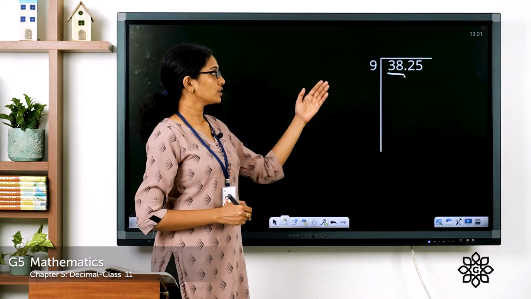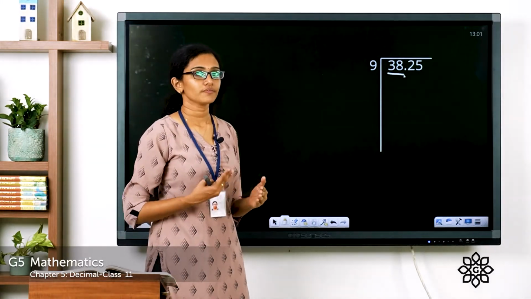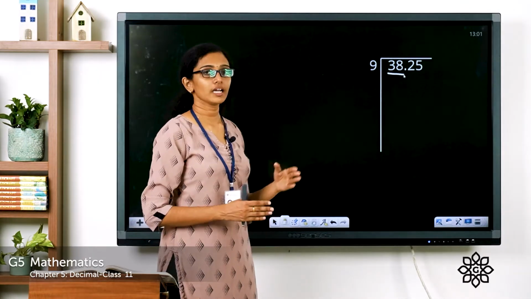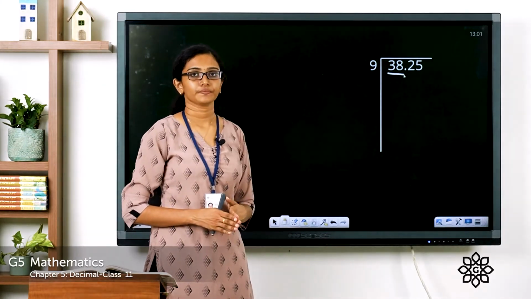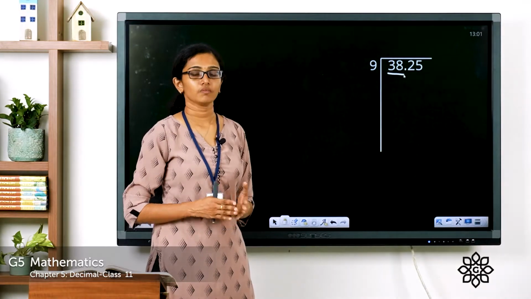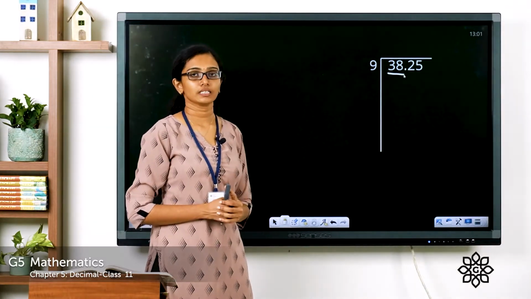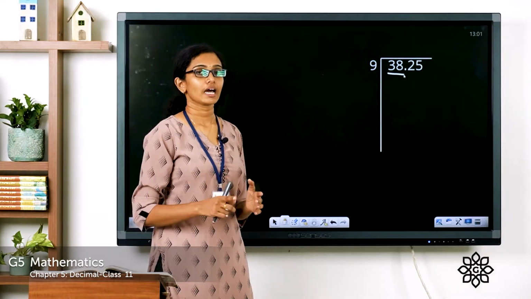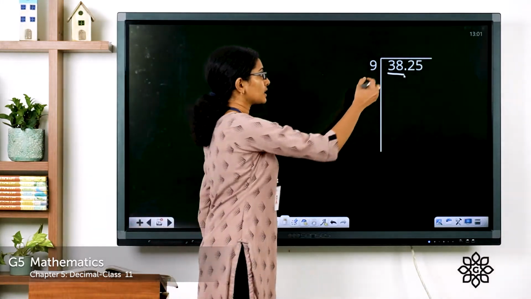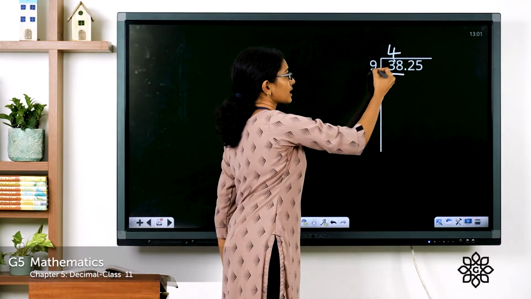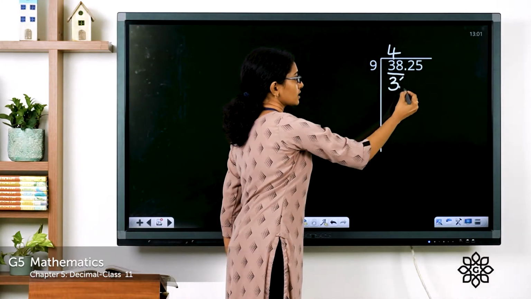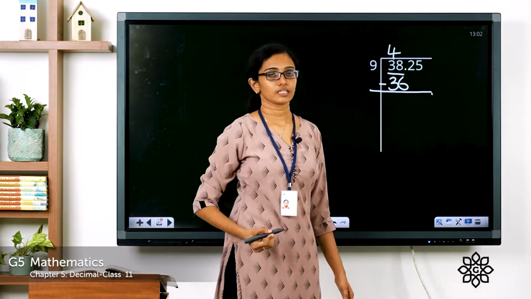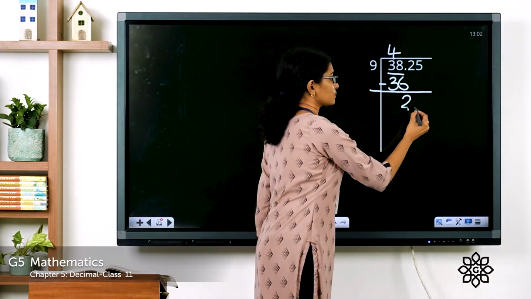So to divide, we have to think of the table of 9 and you have to recite it till you reach either 38 or just less than 38. So from the table of 9, we know 9 4s are 36, but 9 5s are 45. So let's take 9 4s and write that 4 here, and 9 4s are 36. Subtracting the numbers, we get 38 minus 36, and that is 2.